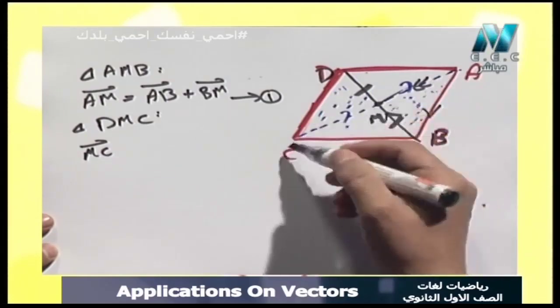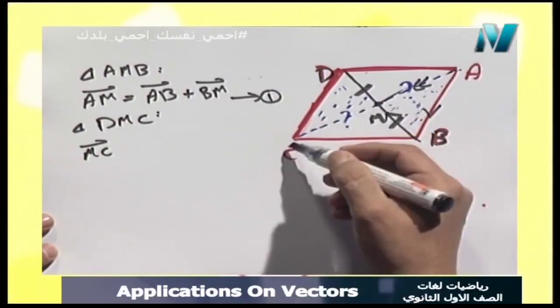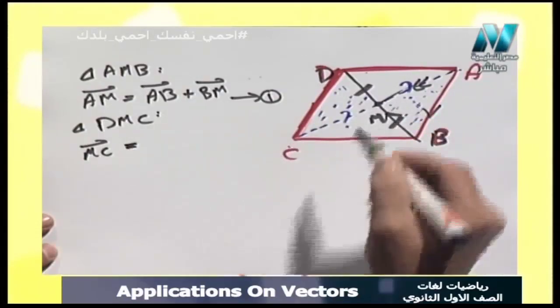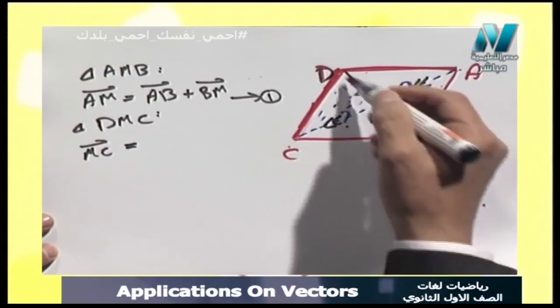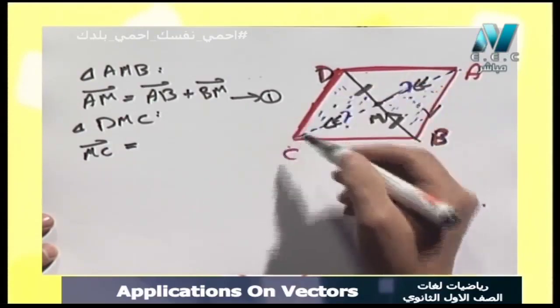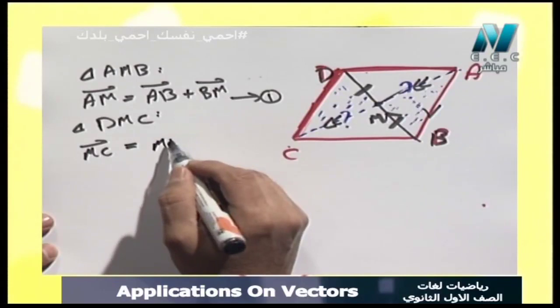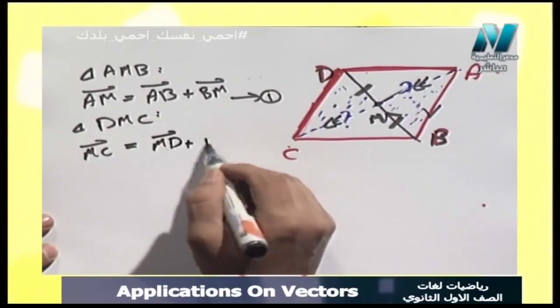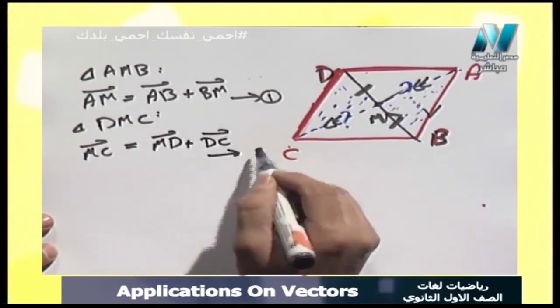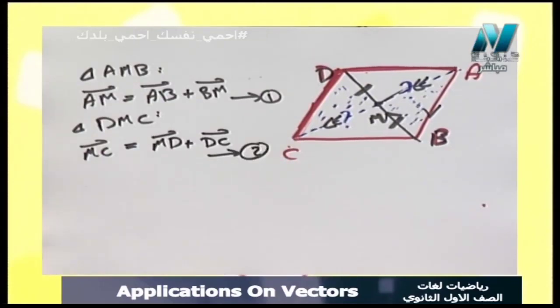in the same direction. Okay, the vector MC equals what? The vector MC equals MD plus DC. The vector MD plus the vector DC, and this is equation number 2. By comparing these two equations, we will find what?